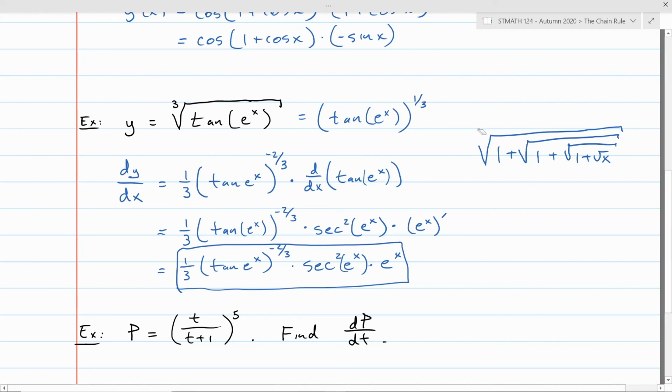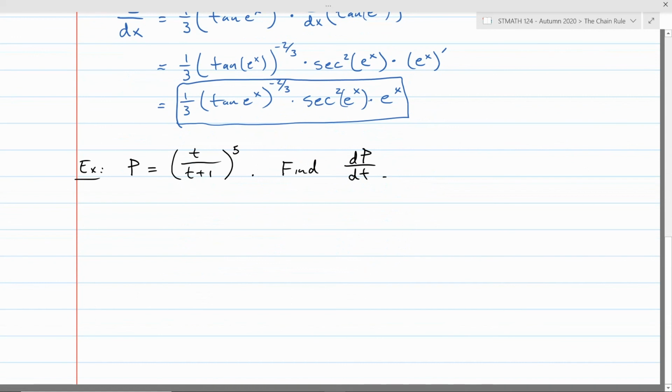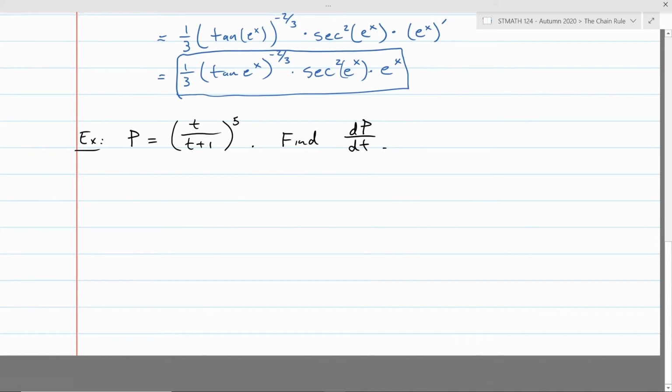So anyway, you may need to combine doing the chain rule with other rules like the quotient rule. Like in this next example, I've got p equals quantity t over t plus 1, all raised to the 5th. Notice I changed the names of the variables. What do you do? Well, you just do it the same way.